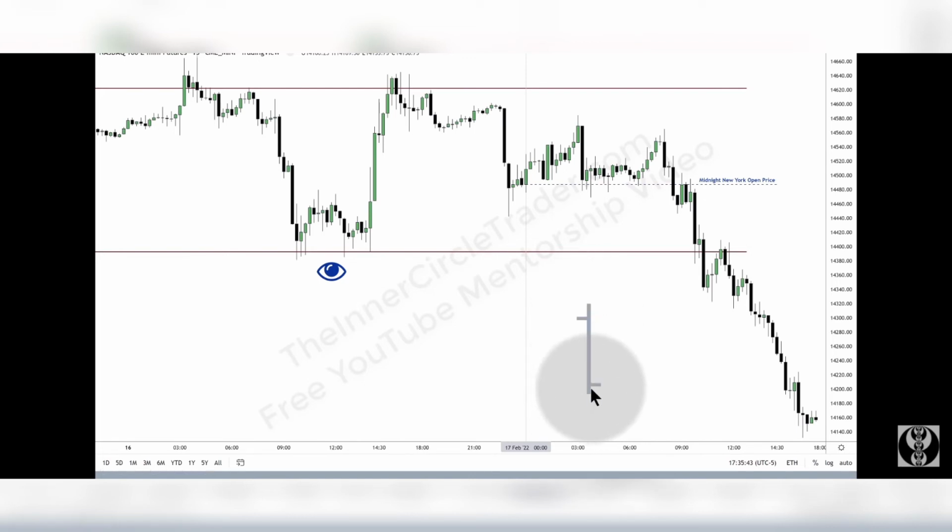Why would that bias be expected on this day? Because we worked the upper end of that fair value gap on the daily chart. Then we had multiple shifts in market structure bearishly.